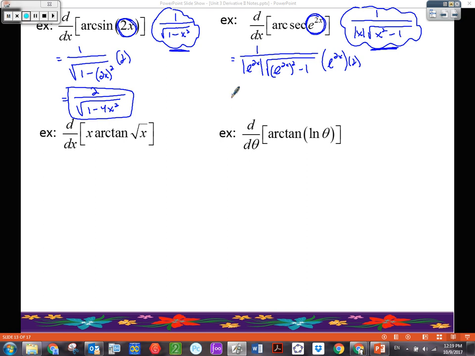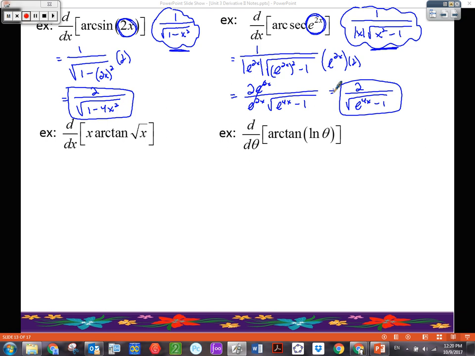So let's just clean this up a bit. In the numerator, I would have 2e to the 2x over e to the 2x times the square root of e to the 4x minus 1. Okay, so I can simplify. Those e to the 2x's would cross out, and I would be left with 2 over the square root of e to the 4x minus 1. And that would be my derivative. Okay, how are we with that one?